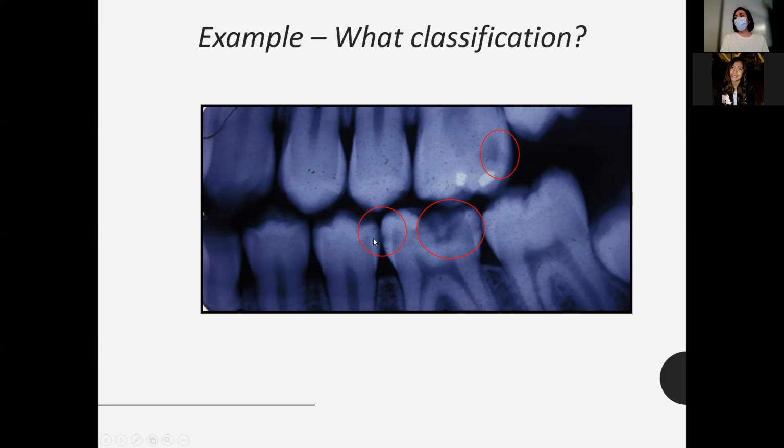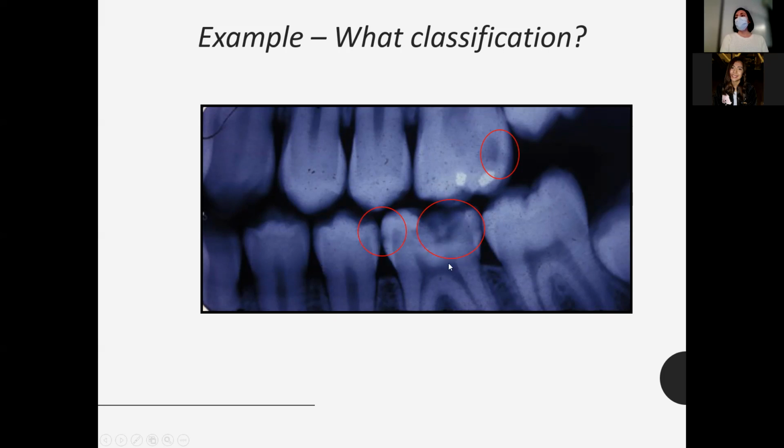So 20 is just in the enamel, but I think we could call that a class 2. And then 19 mesial is a class 3. And then this is certainly a class 4, because see how close it is to the pulp horn.